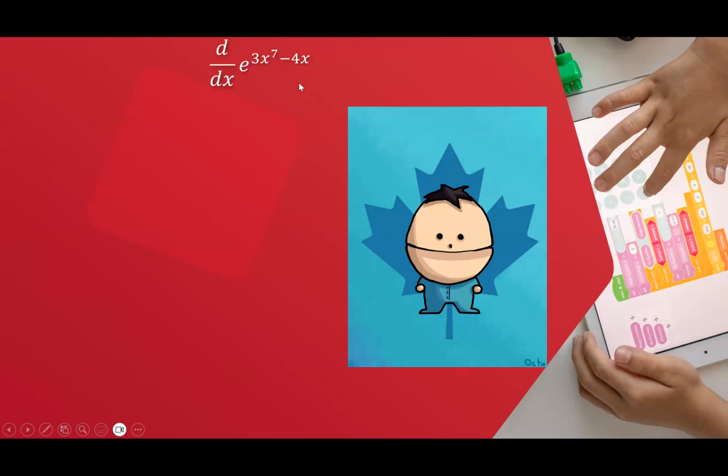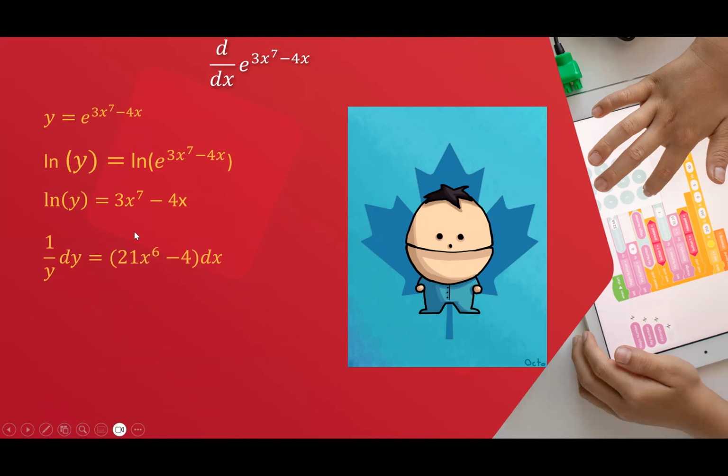All right, now we're going to take this derivative, which is really just the chain rule. So the outside function is e to the inside function, and the inside function is 3x to the 7th minus 4x. So the derivative will be e to the 3x to the 7th minus 4x times the derivative of the inside, 21x to the 6th minus 4. But we're also going to do it logarithmically. So we'll take the natural log of both sides. Now, natural log of e to the cancels out, so we're just left with 3x to the 7th minus 4x over there. Now we can take the derivative of both sides. The left side is 1 over y dy. The right side is 21x to the 6th minus 4 dx.